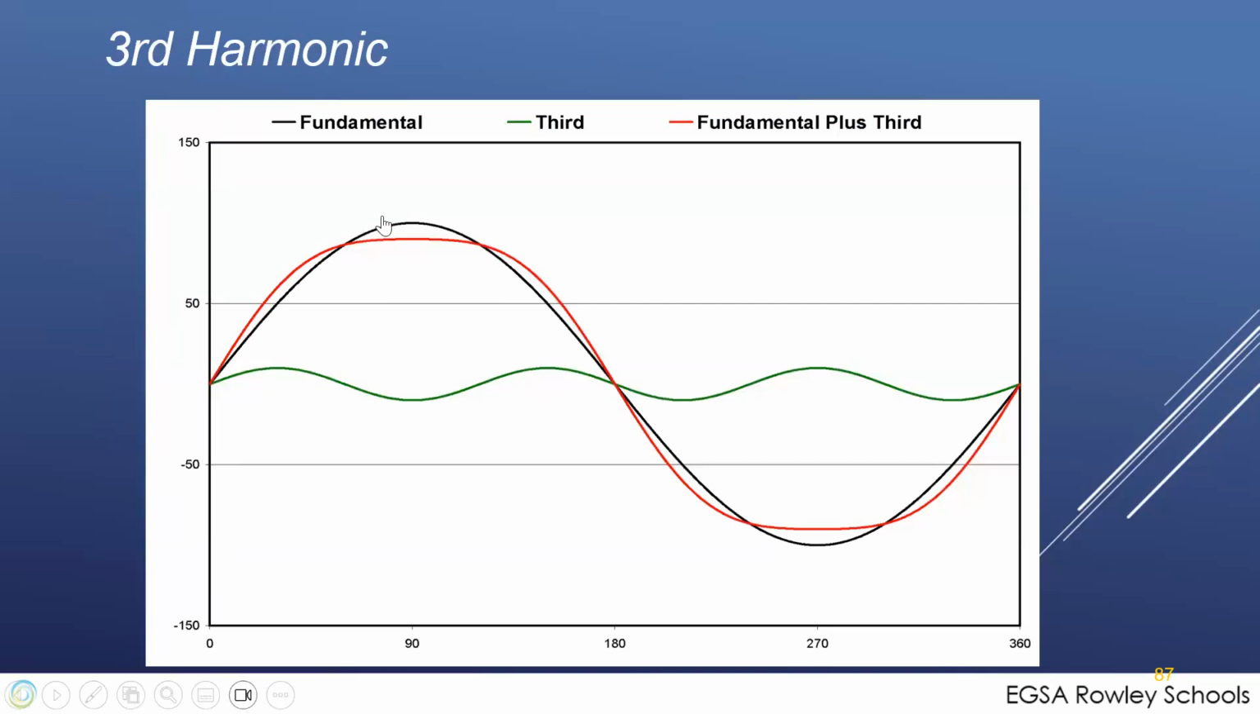Graphically, it looks like this. Your fundamental is the black line. The fundamental plus the third is the red line. So what you see is essentially the red line in this case on your scope. The third harmonic is this small green wave line. So if that's the fundamental with the third, the resulting wave is the red line. See, it's not really a sine wave anymore. Keep that in the back of your head for a second.